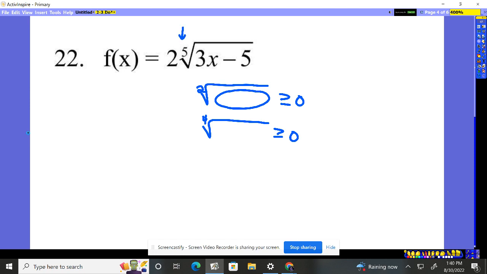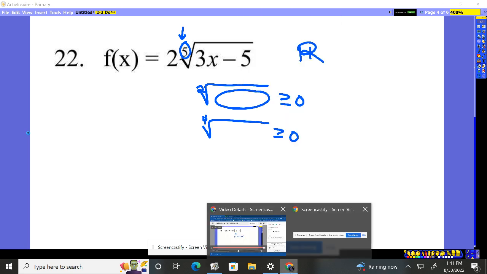But what about when it's an odd number? Well, with an odd number, anything can happen underneath there, whether you get a negative. You can take a fifth root of a negative number, because a fifth root says, hey, what multiplied by itself 5 times would give you this negative number? Well, a negative number multiplied by itself 5 times still gives you a negative number. So whenever you have these, it is always going to be all real numbers. If the number right here is an odd number, 3, 5, 7, 9, 11, and so forth, it's always going to be all real numbers.